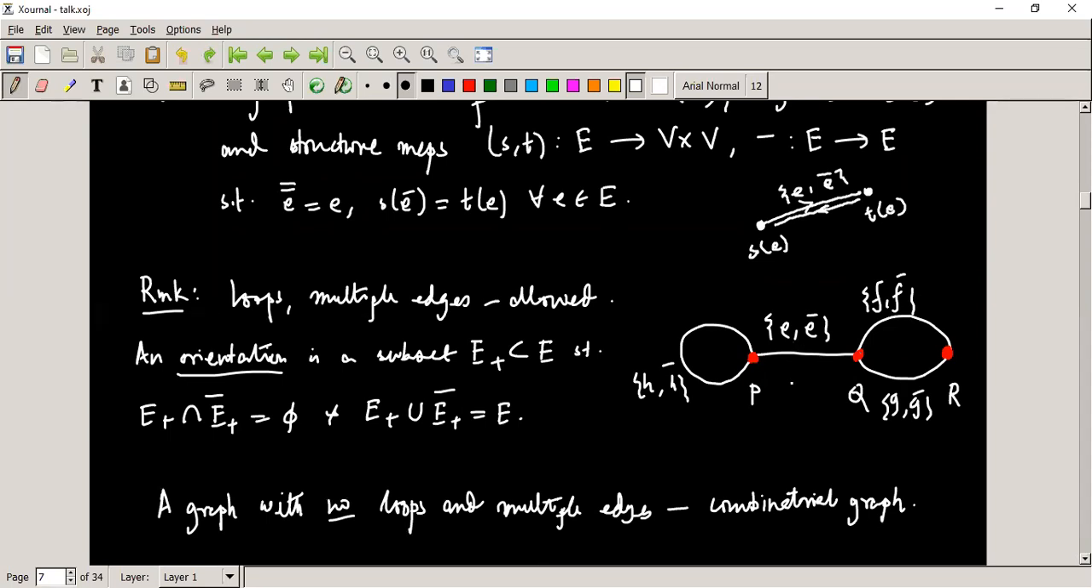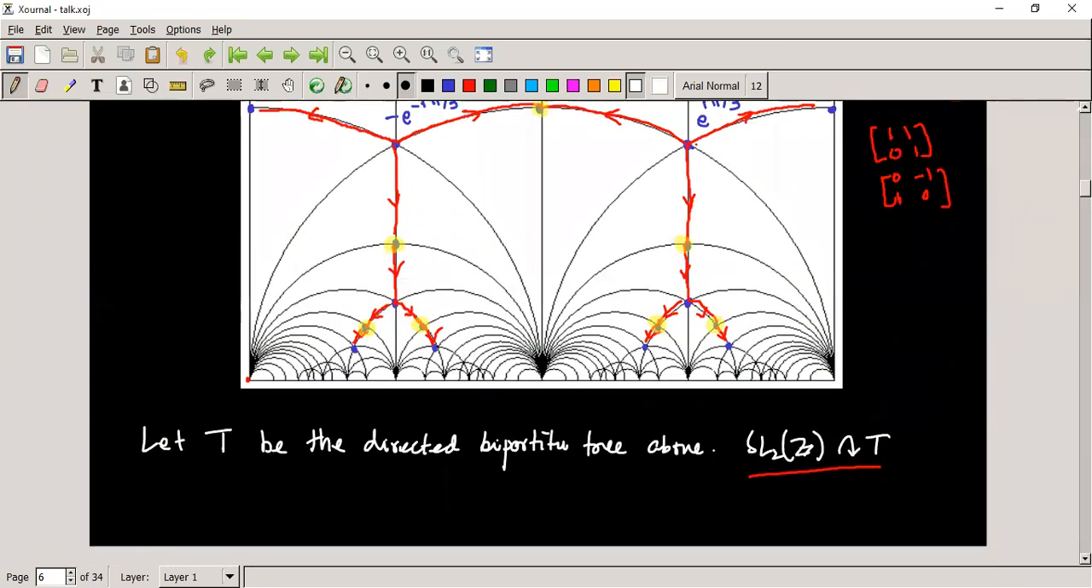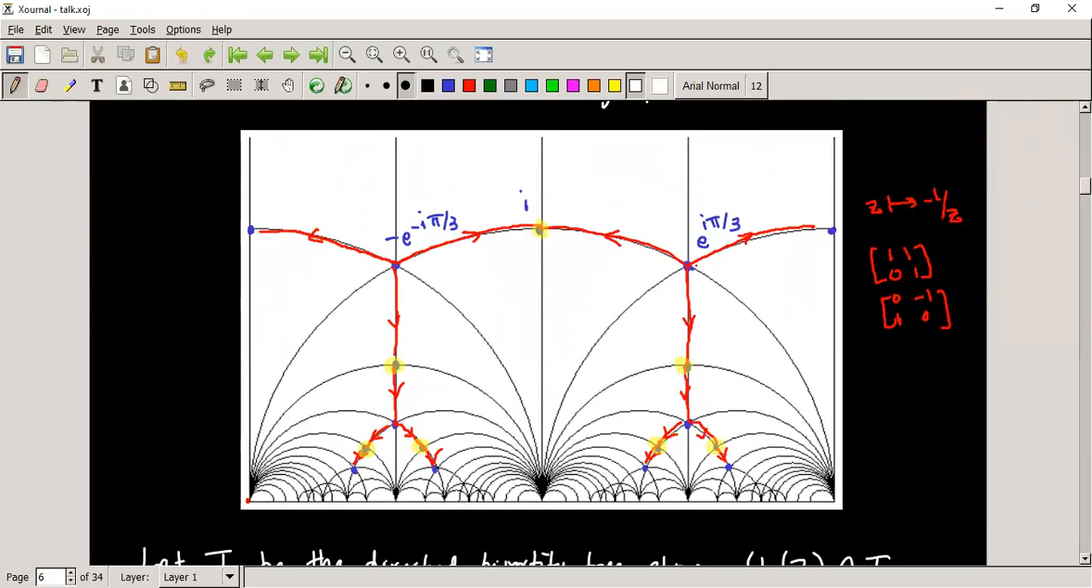The question has been posted. Okay. Yeah, so I cannot see the chat, so maybe you can read it out loud. Translation to blue points and yellow. Okay. Translation of blue points to yellow points are done by Z maps to minus one over Z. Okay, let's see. Let's see if that is the case. The blue points.